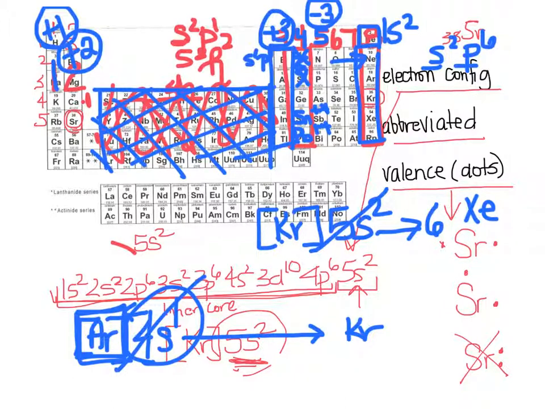Column 6 here have 6. If they gain 2, they'll have 8. Column 7, if they gain 1, they'll have 8. And then again, our noble gases, for the most part, we're going to assume are unreactive and are not going to form charges at all. So that gives you a little heads up on the ions and on the dots.